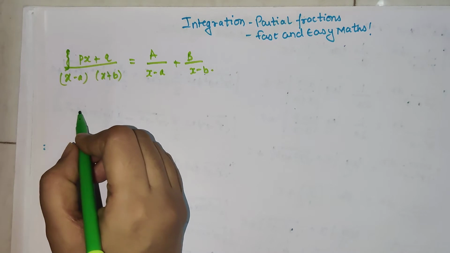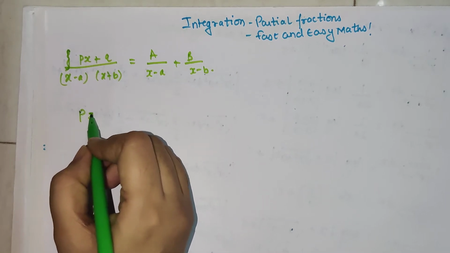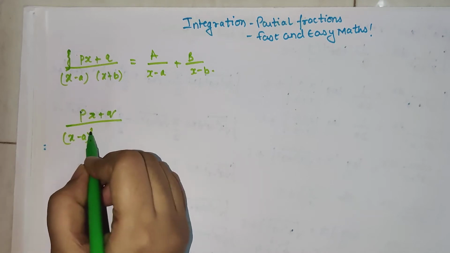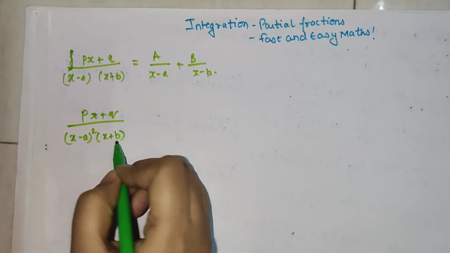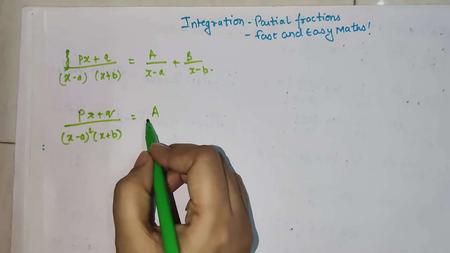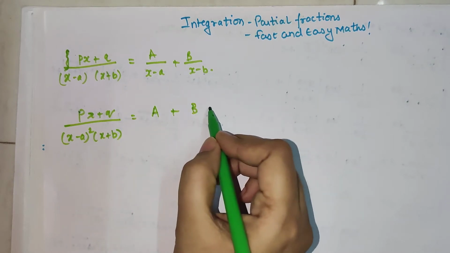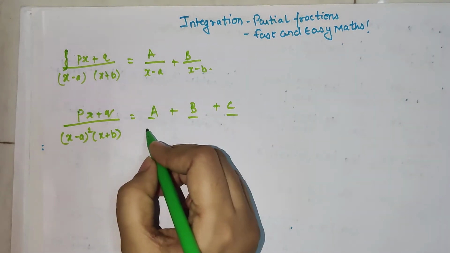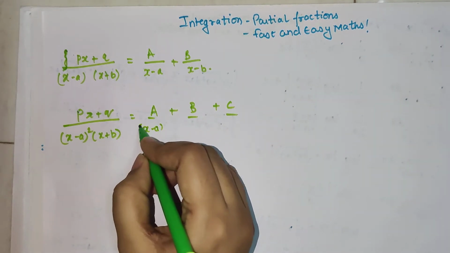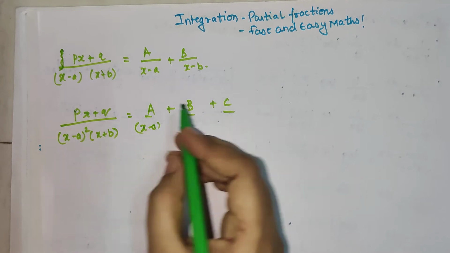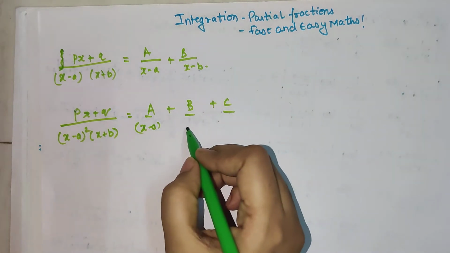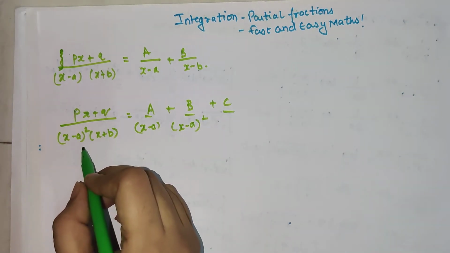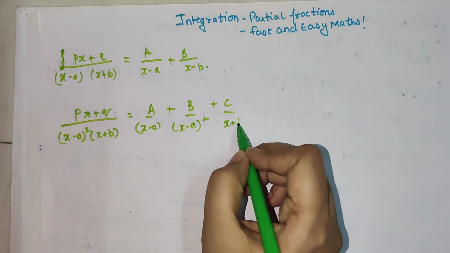The next one can be of the form (px + q) upon (x minus a) the whole square and (x plus b). Okay, so here students, you will have A, B and C. Now why like that? Because when you have (x minus a), we will have (x minus a) to the power of 1. We will always start with the power of 1. Then we will have (x minus a) to the power of 2, and that is the maximum power given in the question. So here we will have (x plus b).